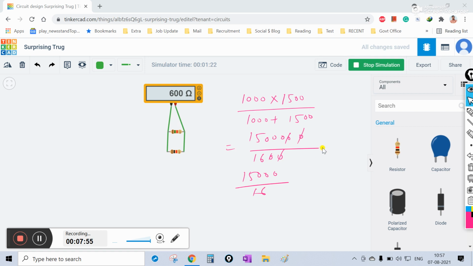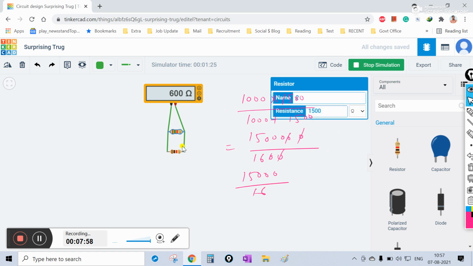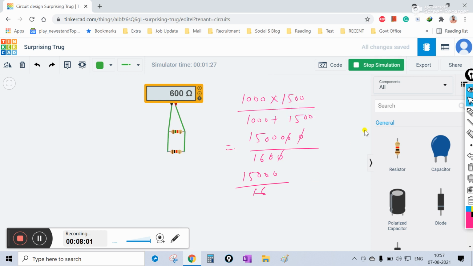What value have I taken? 1500 ohms and 1000 ohms. Sorry, I have added wrong. This is 2500. So 25 divided by 2.5 gives 600. So you can see that whatever you calculated theoretically and whatever you are getting practically, both are the same.